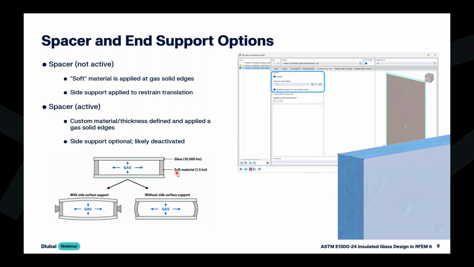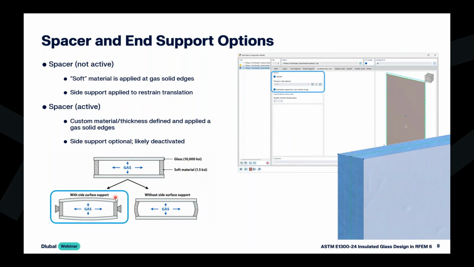So we apply a very soft material, something like 1.5 KSI. This is the gas solid that we see over here on the right hand side, a zoomed in view. I'm talking about these very small surfaces here at the top and at the sides. Now, in addition to this, we will apply a side support to restrain the translation.